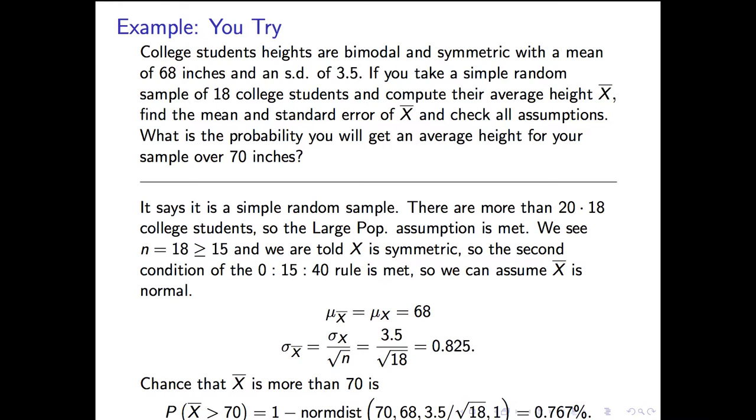So the probability that x bar is more than 70 is 1 minus norm dist of 70, 68, 3.5 divided by square root of 18, all, 1, close parentheses, and that works out to just under 1%, 0.767%.